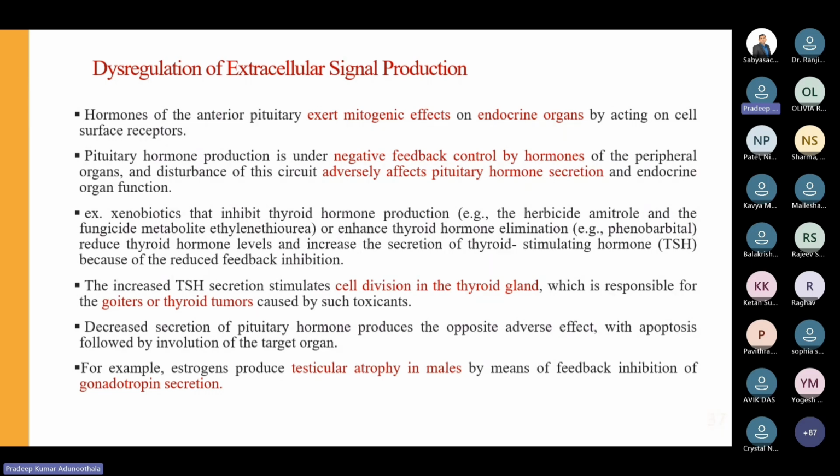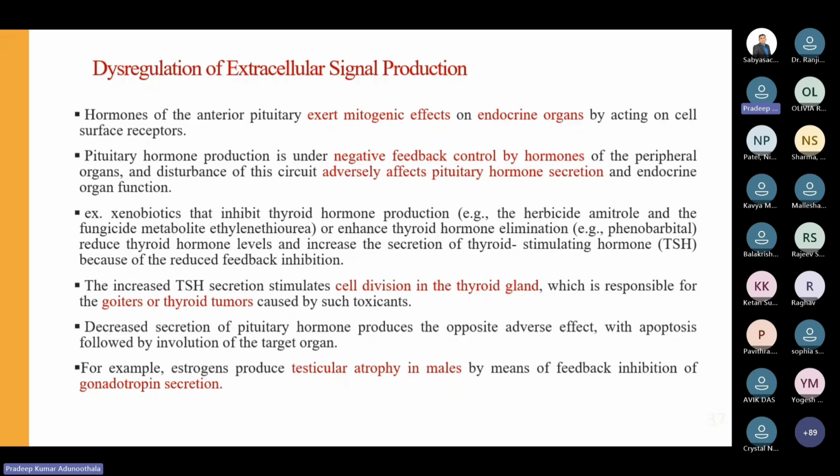So if there is a decrease in the pituitary hormone secretion, then that leads to endocrine organ dysfunction. An example of this is thyroid hormone production, where any chemical that inhibits the thyroid hormone production enhances the pituitary secretion. The example for this is the herbicide amitrol and a fungicide metabolite.